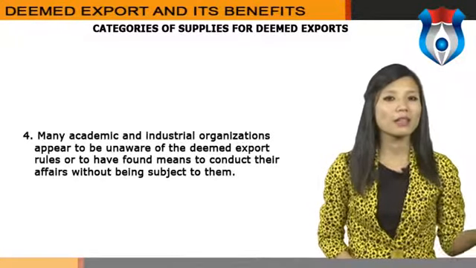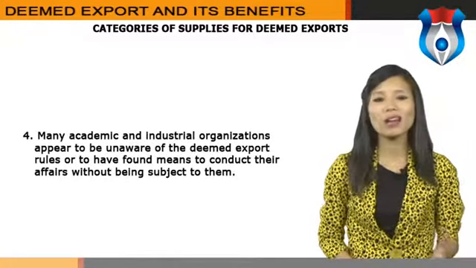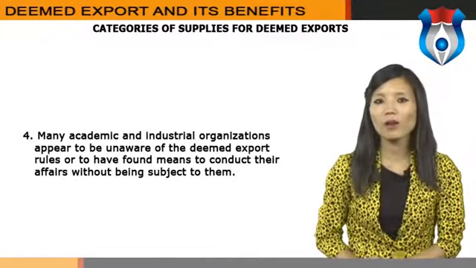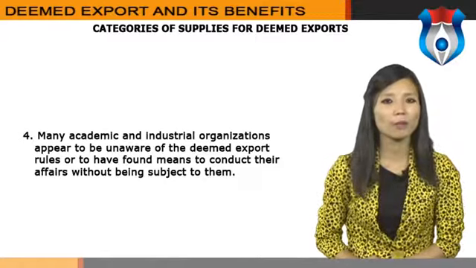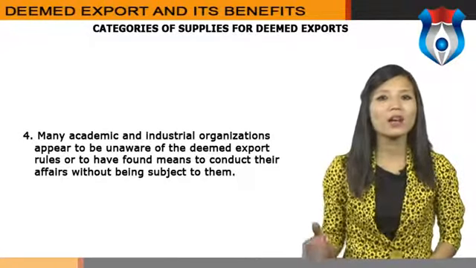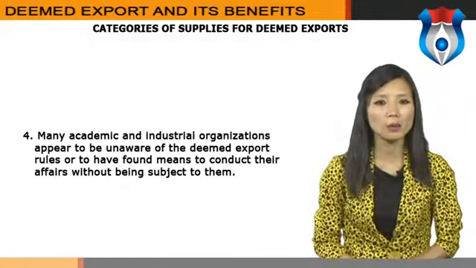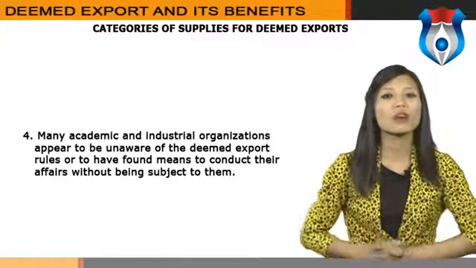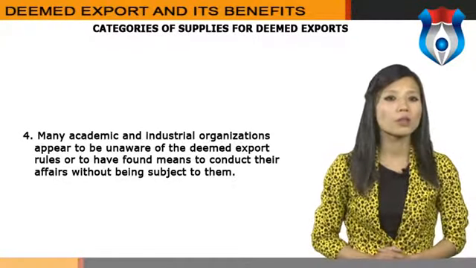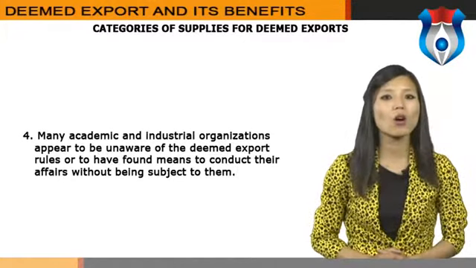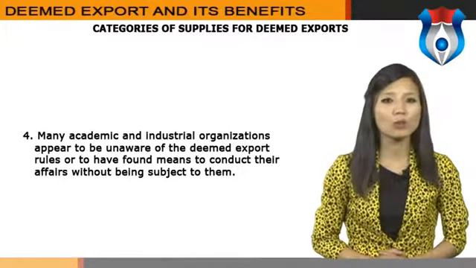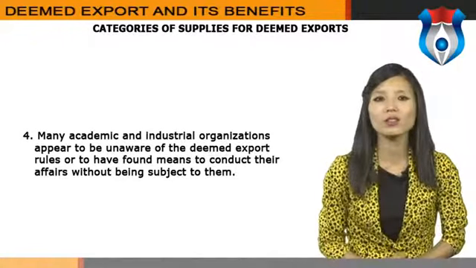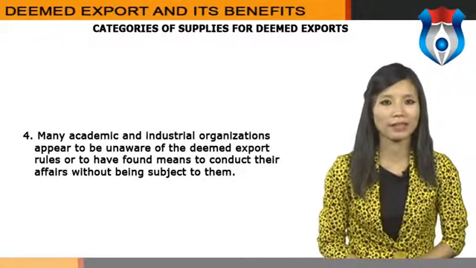Many academic and industrial organizations appear to be unaware of the deemed export rules, or to have found means to conduct their affairs without being subject to them. Typically, only about 900 deemed export license requests are submitted to the United States government each year, of which about 85% are eventually approved. Some 15% are returned to the requestor without action because the license was not required, the application was incomplete, or because of some other complicating factor.